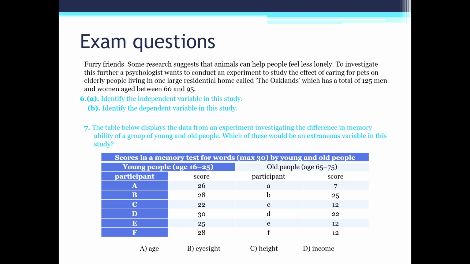So our independent variable would be caring for pets. So you've got to put the specific caring for pets. You can't just put pets, you've got to put a little bit of detail. It's not just having the pet, it's also caring for it, so a little bit more detail.